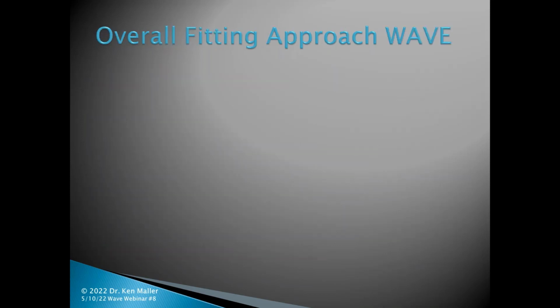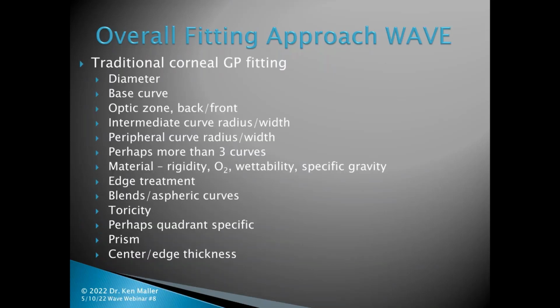All right, so let's get to an overall fitting approach using WAVE. So traditional corneal GP fitting, we would determine the diameter, the base curve, the optic zone, both the front and the back surfaces of that particular lens. We might define an intermediate curve radius and width, a peripheral curve radius and width. We may even put on more than 3 curves. The material rigidity, we would specify that, trying to get proper oxygen, wettability, considering the specific gravity, such as I was talking about with the hyperopes.